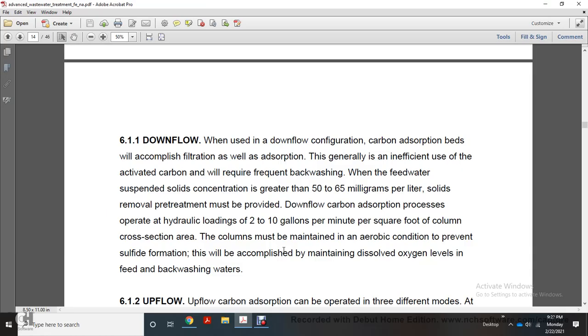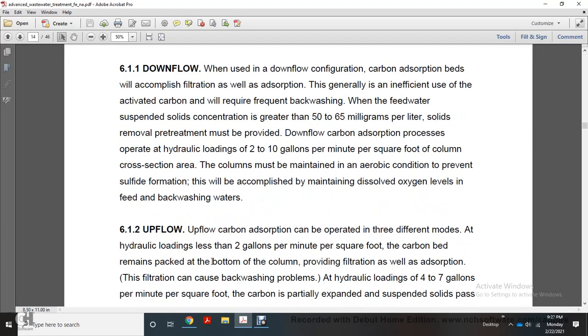Downflow carbon adsorption permits the operator hydraulic loading rates from 2 to 10 gallons per minute per square foot over the column's cross-sectional area. The columns must be maintained in aerobic condition to prevent sulfide formation, accomplished by maintaining the dissolved oxygen level in the feed and backwash waters.